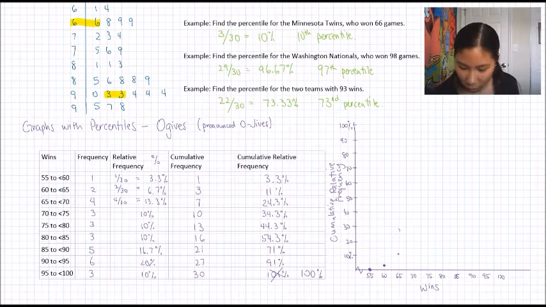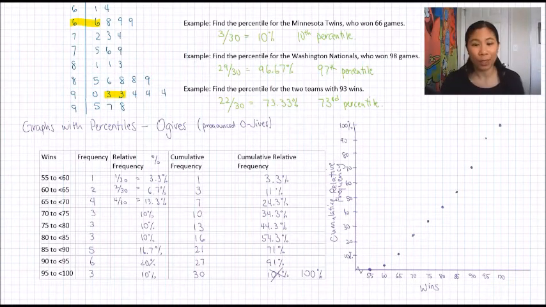So the next one was 11, 24 point something, 34 point something, and so on. So I've plotted out all the points for our cumulative relative frequencies, and then we're just going to connect all of them with a line.